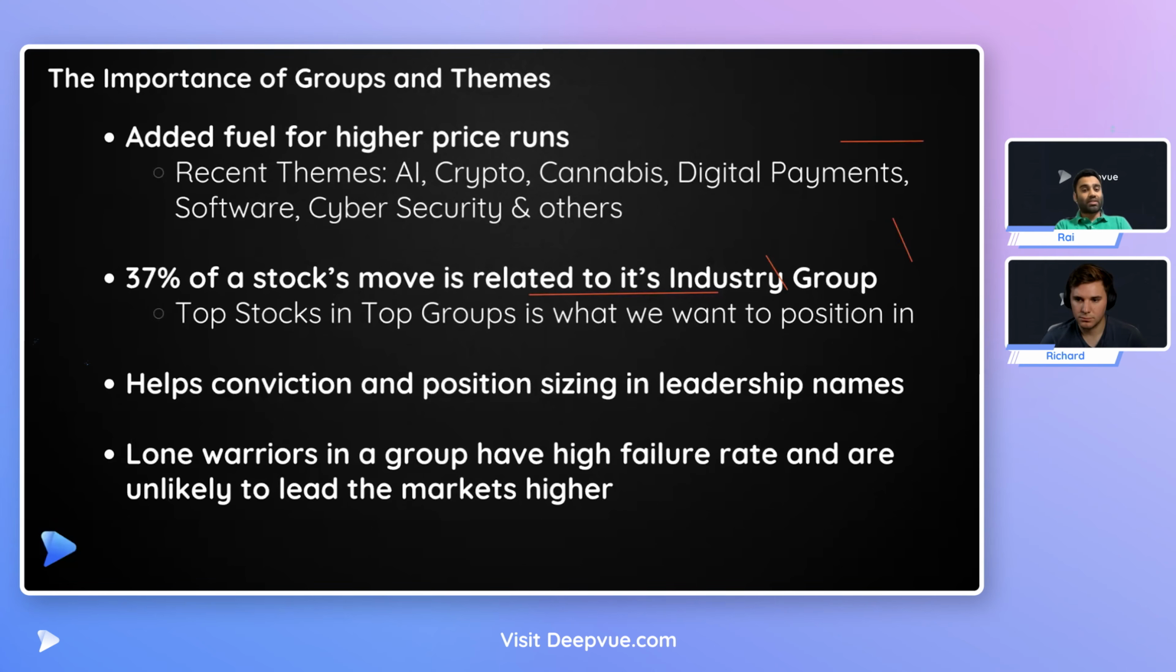So when a stock is in a group or theme that's working, some of the recent themes that we've seen are AI, crypto, cannabis, software, cybersecurity, and others over the years. Those top names in those top groups seem to double and triple a lot quicker, in a shorter span of time, when they're fueled by a group or theme. And a stat by William O'Neil, based on his studies, was that 37% of a stock's move is related to the industry group it's in. That's why people tend to also look at top stocks and top groups.